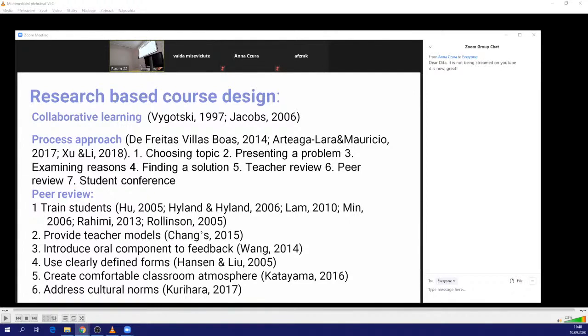First of all, a lot of researchers are claiming that students need to be trained. So during the courses, pretty much at every stage of the presentation, students were modeled how to choose a topic, how to present a problem, how to find a solution. And it was done either through TED Talks, it was done through teacher modeling, it was done through different readings and just basic lectures where students were constantly trained how to do things.